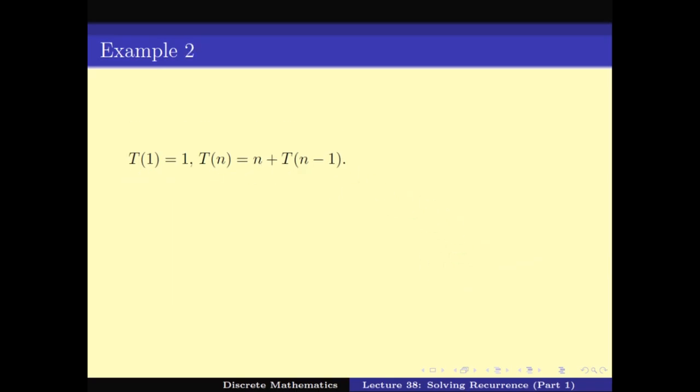So this example 2 says that t1 equals 1 and tn equals n plus tn minus 1. Again, first of all, you have to guess it. And let's imagine that somebody just comes up and manages to guess it correctly, and says that tn equals n into n plus 1 by 2. Now, once someone has guessed it, we have to prove it. We have to ensure that the guess is right. And to get it true, we have to again use induction.